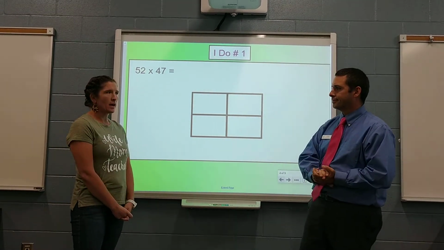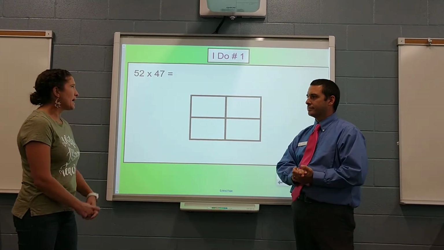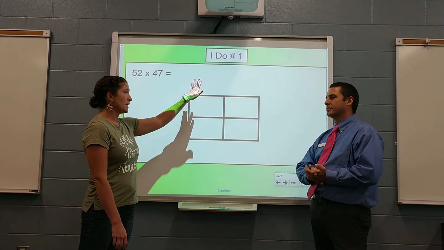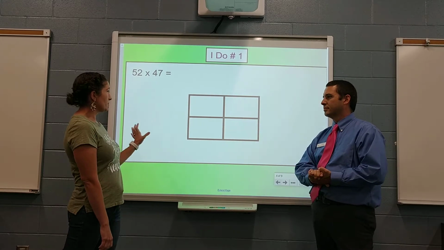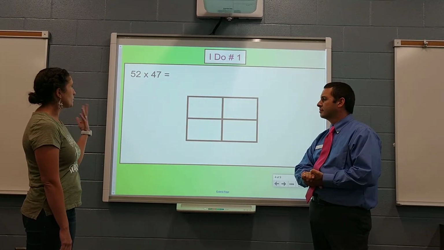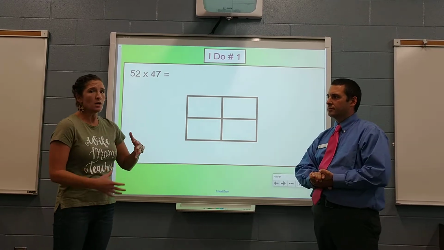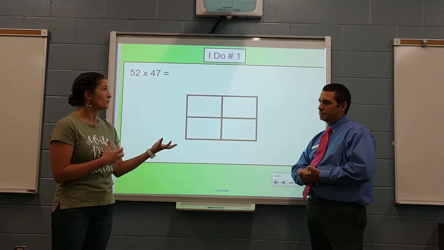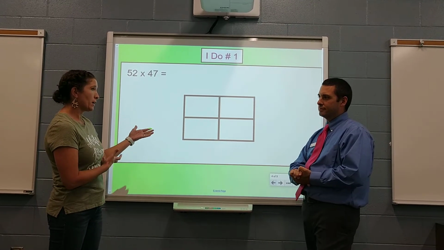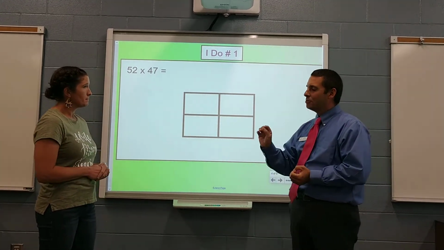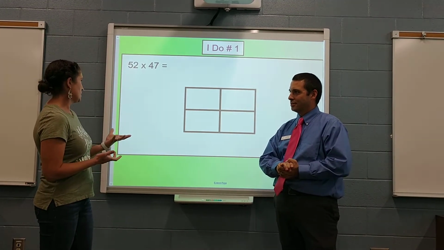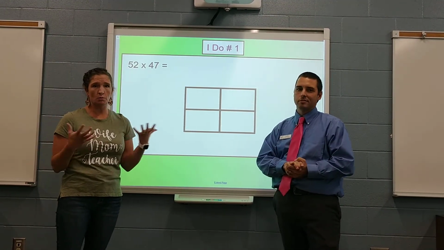So thinking back to our activator, our activator had 4 factors on the outside that we used to multiply together to get our partial products on the inside. But I'm looking here and I'm seeing that we only have 2 factors. So how do we get from those 2 factors to the 4 factors that we're going to need for our area model? Could we decompose those 2 factors? So I do think we could decompose. And decompose just means to break apart.